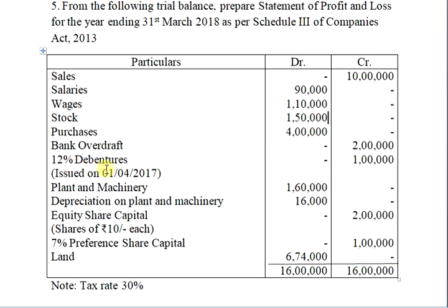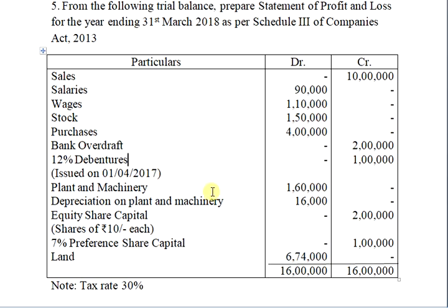12% debentures issued on 1/4/2017 is there. 12% debentures, my dear students. Remember here, whenever they give the 12% debentures, we need to remember one thing. Which point can it be considered under? Finance cost. So interest on the debentures, because they have given the date also, 1/4/2017. So 1 lakh into 12%, we'll be getting 12,000. That 12,000 should be considered under where? Under the finance cost. Plant and machinery 1,60,000, no way concerned.